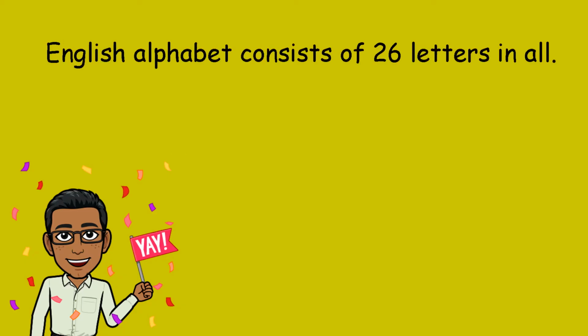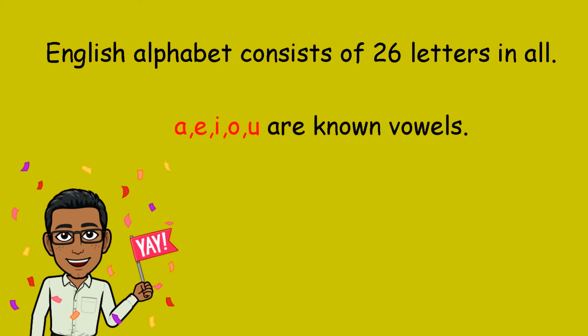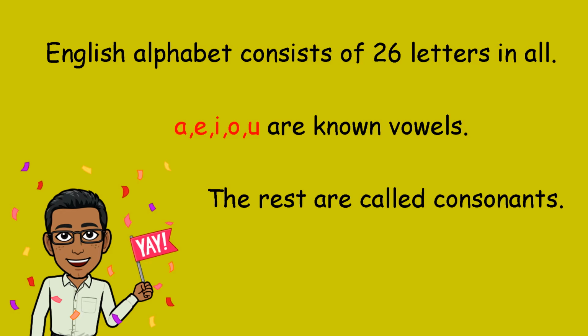As we all know, the English alphabet consists of 26 letters in all. So we have vowels, which are A, E, I, O, and U. The rest are called consonants. Now, when do we use a?